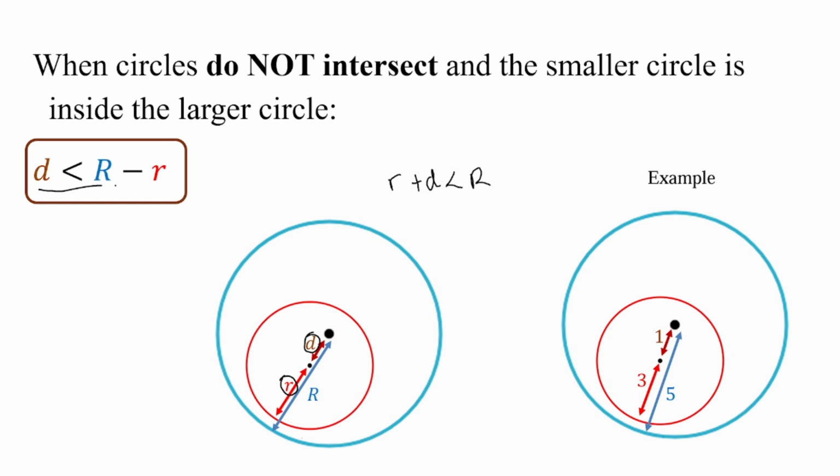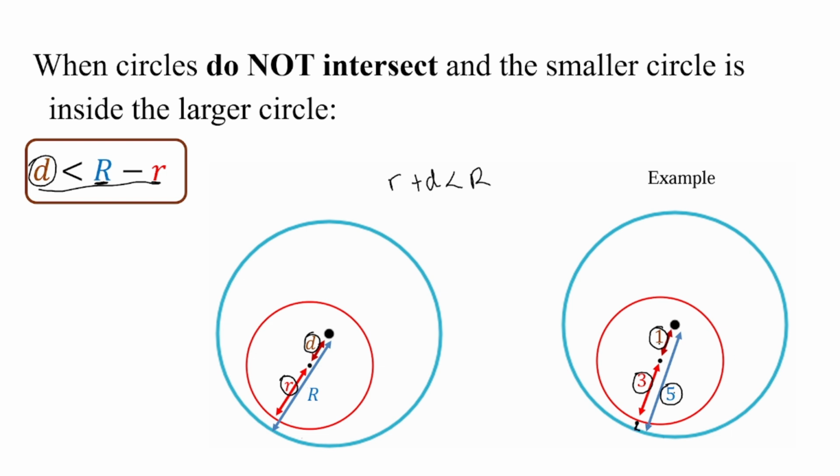Or we can use this. The distance between the centers is less than the radius of the larger circle minus the radius of the smaller circle. Like here, the radius of the larger circle is 5, and then the radius of the smaller circle is 3. If I say 5 minus 3, you get 2, which is greater than this distance between the centers because there's this gap that is to be accounted for here.